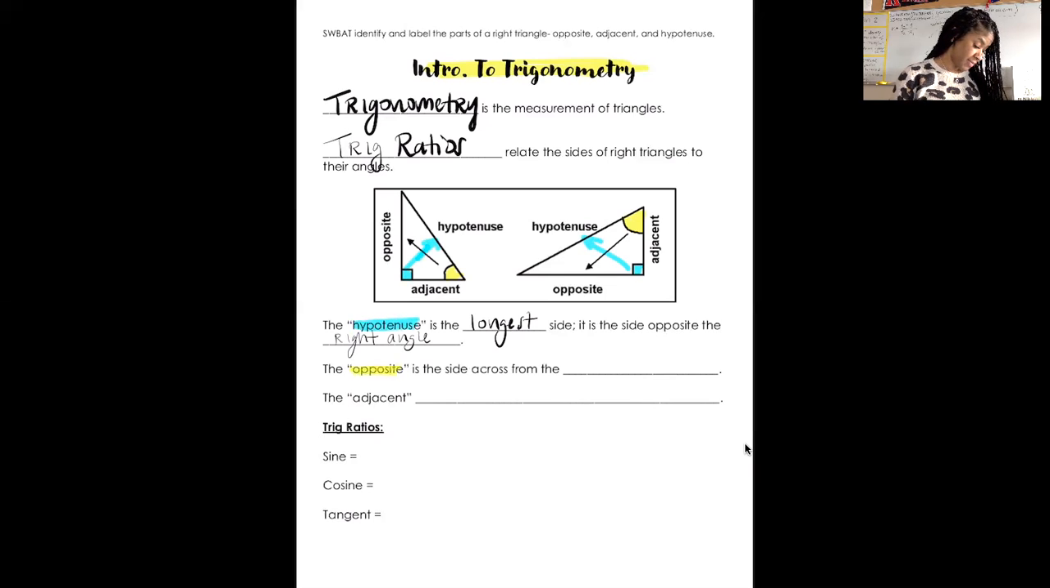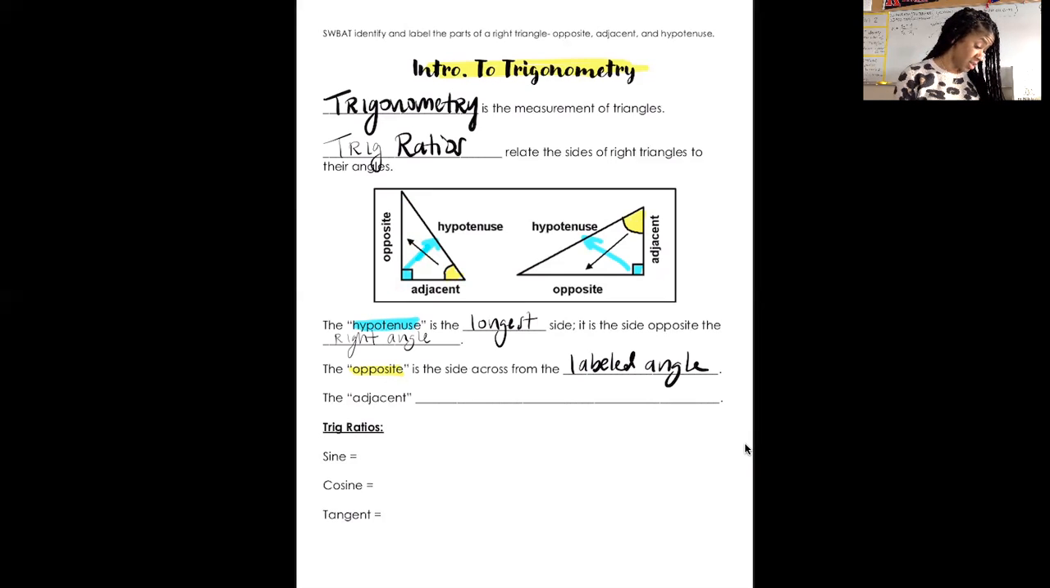The opposite is the side across from the labeled angle. So when you're approaching a trig problem, they're going to have an angle that they want you to find or that they want you to use to find something else. This is what I refer to as the labeled angle. The labeled angle is here in yellow. And if you go directly across from the labeled angle, you're going to have the opposite side. So opposite the angle is the opposite. Opposite means across.